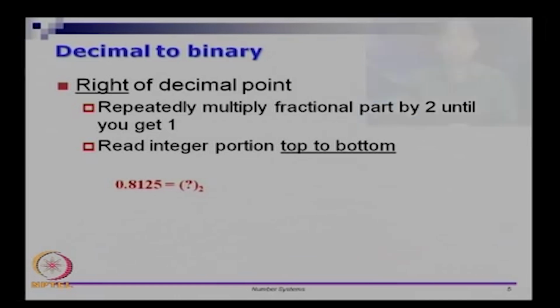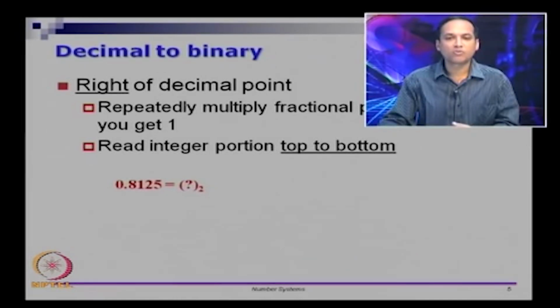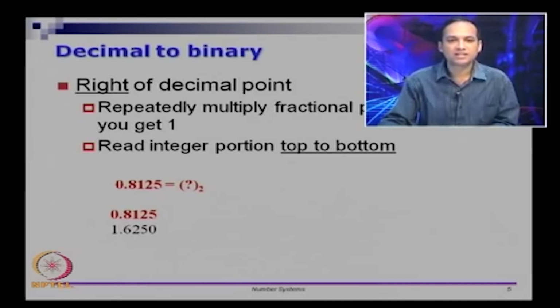Let us see this example, 0.8125. I want to find out the binary representation for it. I take 0.8125 and multiply it by 2. You represent this in decimal now, and it gets you 1.625. So you keep the 1 aside, take just 0.625 and multiply that by 2. So 0.625 times 2 is 1.25. Remember, this is not 1.625 times 2. We keep the 1 aside, take only this 0.625 and multiply that by 2.